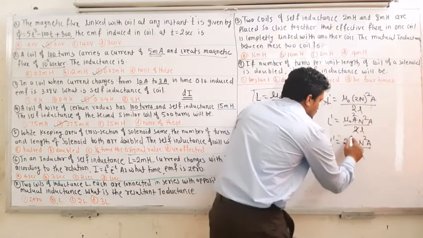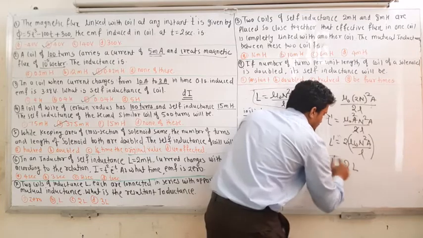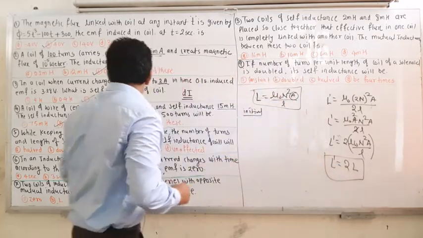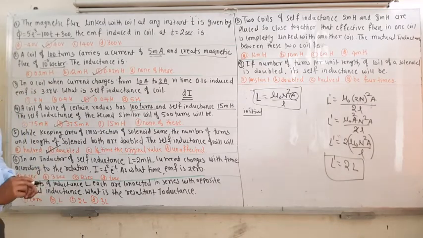Okay, so now you can see this bracket is nothing but L, so L dash is equal to 2 times L itself. So what will be the answer? It gets double. The self inductance of the coil will get double that of the initial, if you increase the length and the number of turns.